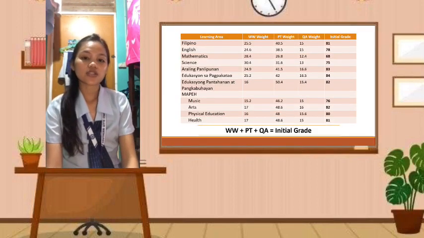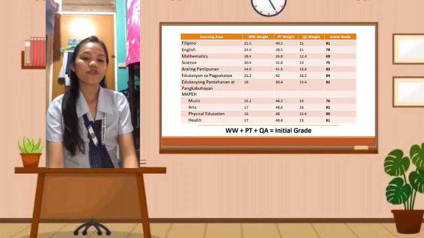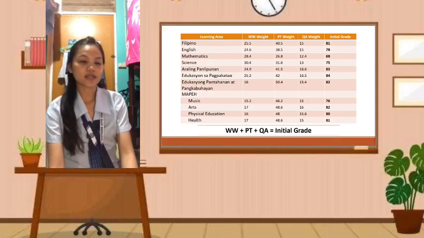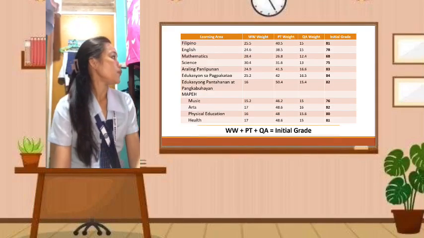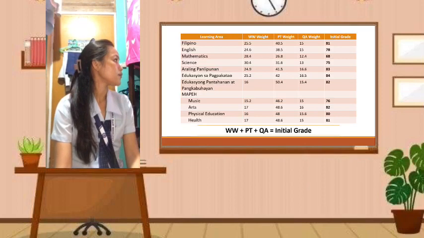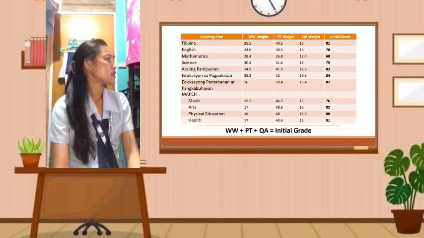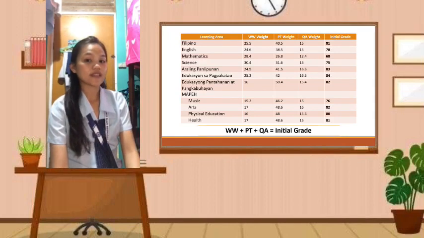To get the initial grade, we have to add the weighted score from written work, performance task, and the quarterly assessment. So 25.5 plus 40.5 plus 15 is equivalent to 81. 24.6 plus 38.5 plus 15 equals 78.